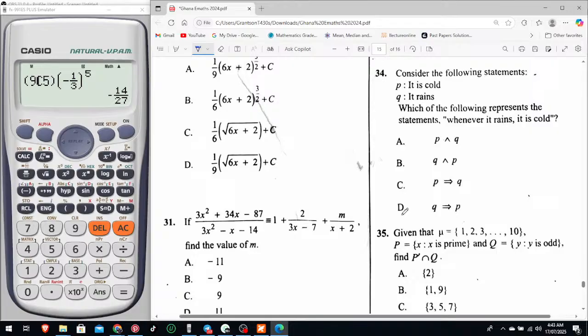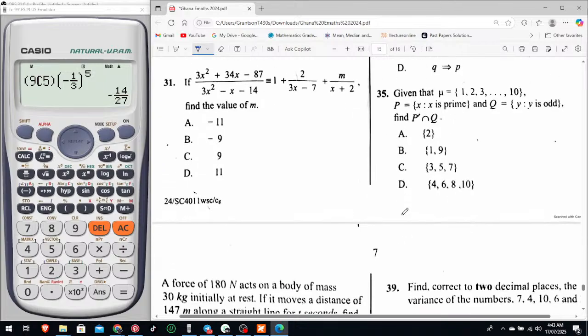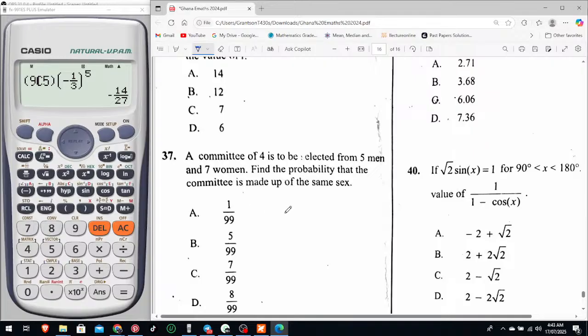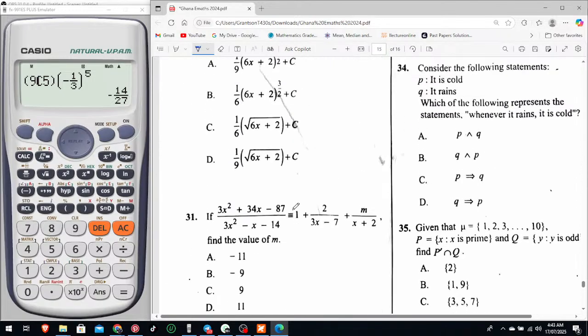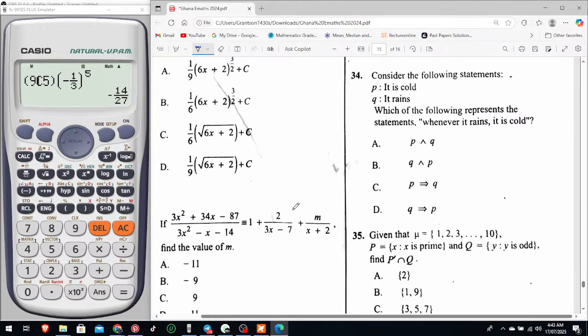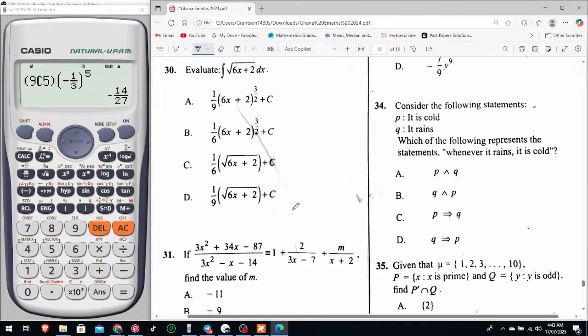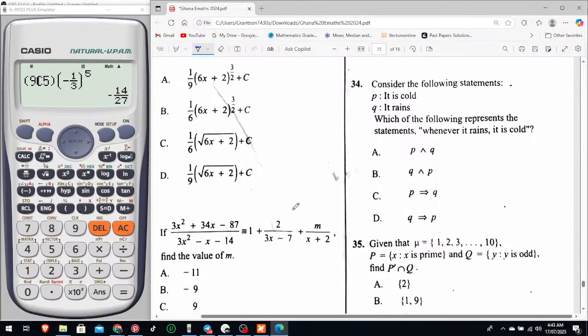This kind of question comes every year. They'll bring one question on implication, and they'll also bring one question on permutation and combination. You see, a committee of 5 is every year. That's how they do it. They bring one question on implication, one question on permutation and combination. This implication, I have not mastered it very well.